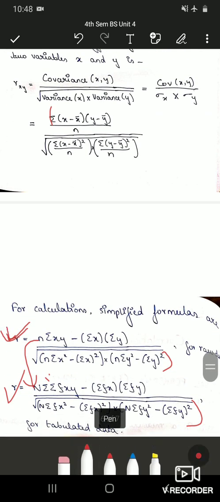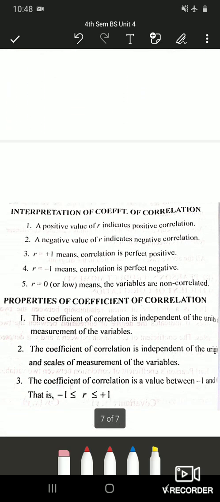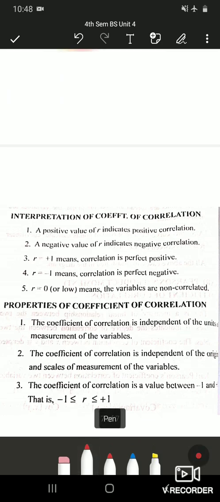I want you guys to remember this formula, and if you want you can use the shortcut method also. For that, go through the third unit, wherein we had solved, I guess, standard deviation with the help of the shortcut method. Now we will see how to interpret the coefficient of correlation.